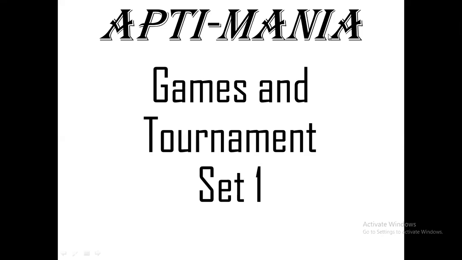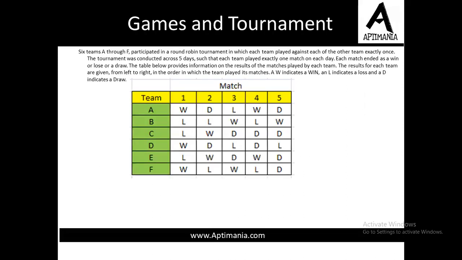Hello. In this video, we are going to discuss a set based on games and tournament. So the question is, there are six teams A through F. They participated in a round robin tournament in which each team played against each of the other team exactly once. So basically, round robin tournament is one tournament in which each team plays against the other team exactly once.